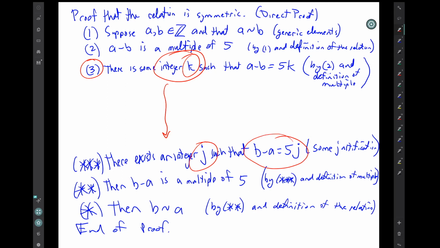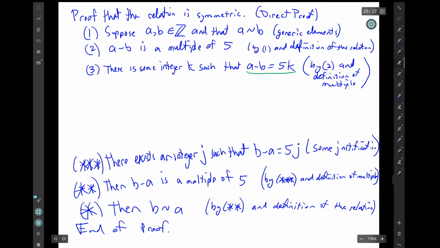So how can we get to the fact that this is true, and how can we find a j that will work? Well, here is where we have to be clever. We have to conjure up something that will work here. One thing is to notice that we have an equation here that's a minus b equals 5k. We want to build an equation that's b minus a equals 5j. Let's start by just building the left side of this equation.